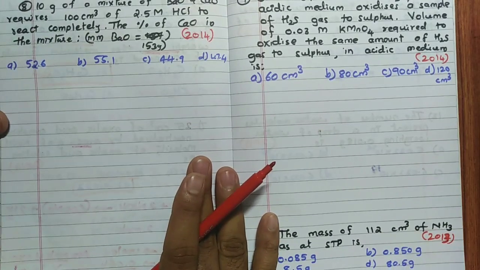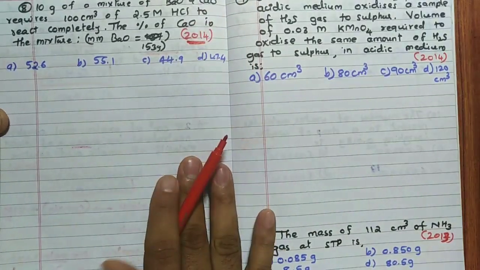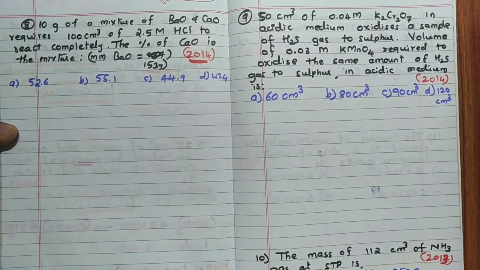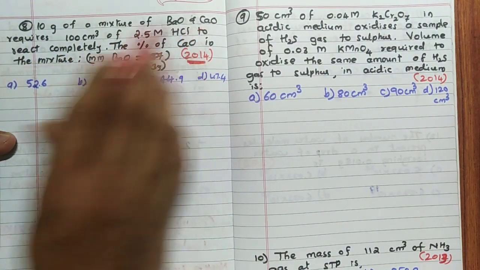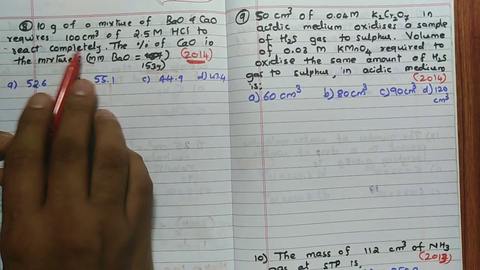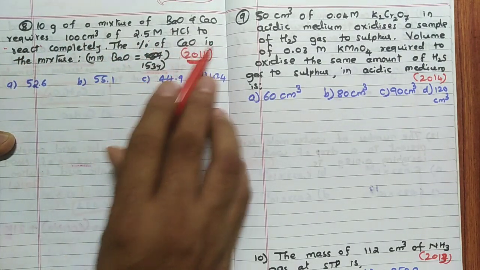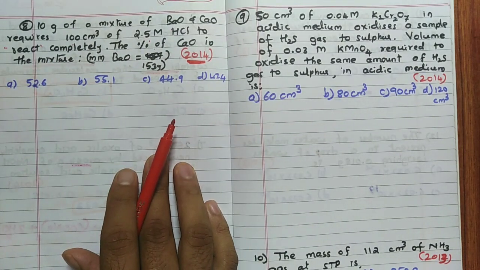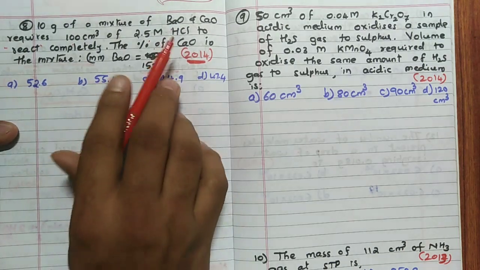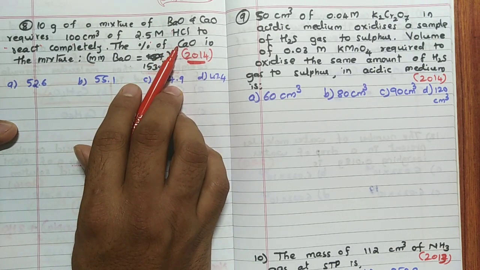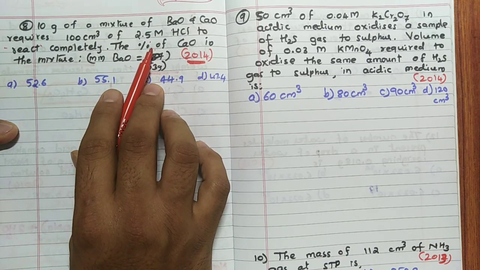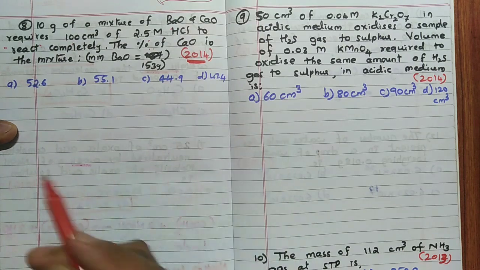Then the 8th one. This is a question asked in 2014. Definitely it is difficult to solve within 1 minute. But we will see. So now what is given? 10 gram of a mixture of BaO and CaO requires 100 cm cube of 2.5 molar HCl to react completely. The percentage of CaO in the mixture is what they have asked. Right? In this particular case, they have asked the percentage of only CaO. To calculate percentage, remember, we require mass. If you know the mass, you can calculate percentage.